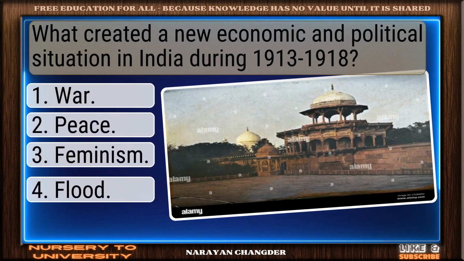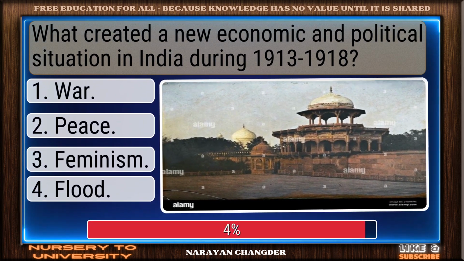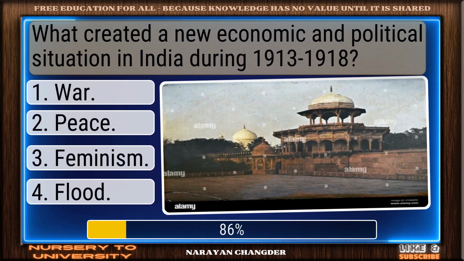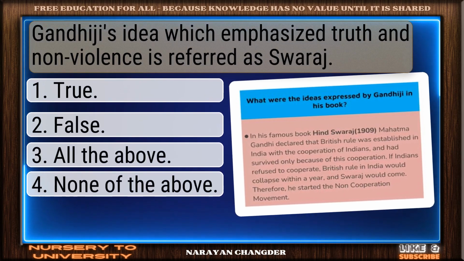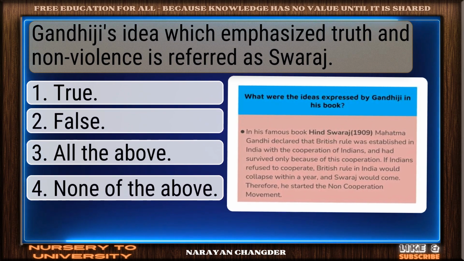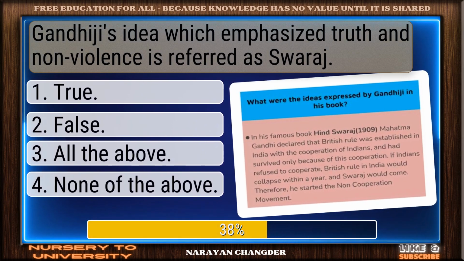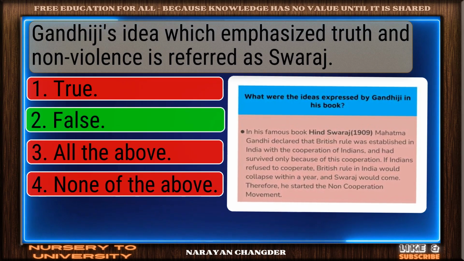What created a new economic and political situation in India during 1913-1918? Solid response. War is valid. Gandhiji's idea, which emphasized truth and non-violence, is referred to as Swaraj. Right choice. False is best.